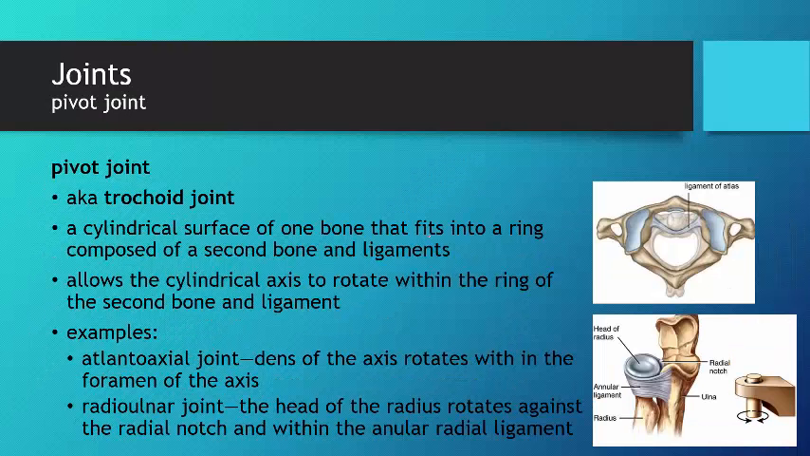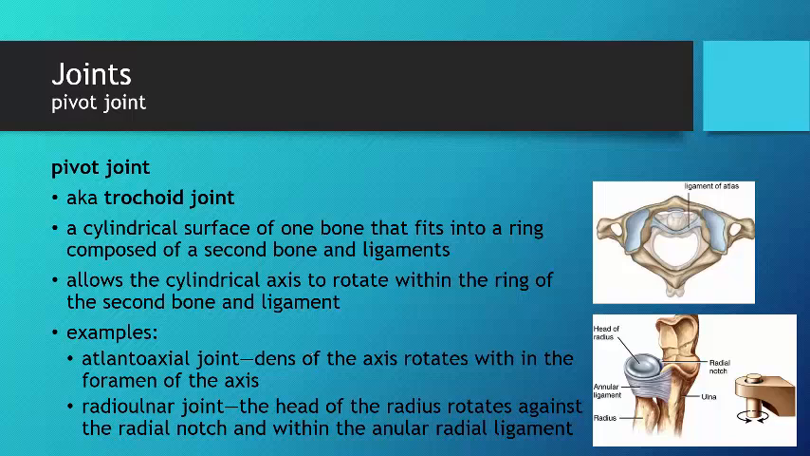It allows this cylindrical axis to rotate within the ring of the second bone and the ligament. So the ligament is holding that axis against the bone surface. One place where we see these is at the atlantoaxial joint. That's between C1 and C2 in the neck.